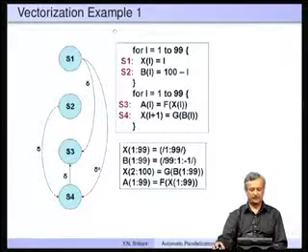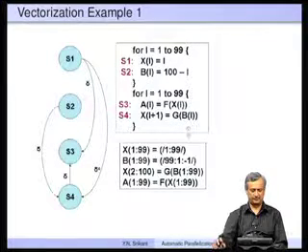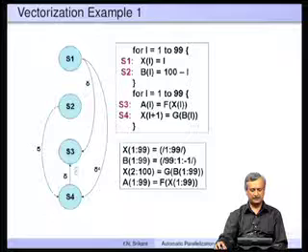So, vectorization example. Here is the original program and here is the vectorized program. You have for I equal to 1 to 99, S1 is x[i] equal to I, S2 is b[i] equal to 100 minus I. Then you have another loop for I equal to 1 to 99, S3 is a[i] equal to f of x[i], where f is some function of x[i], and S4 is x[i+1] equal to g of b[i], again g is some function of b[i]. Here is the data dependence graph for these 4 statements.